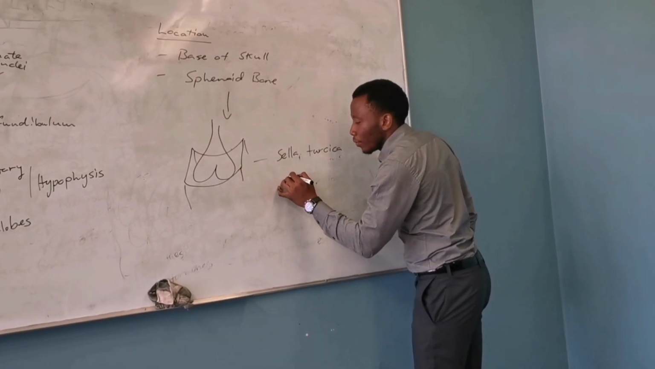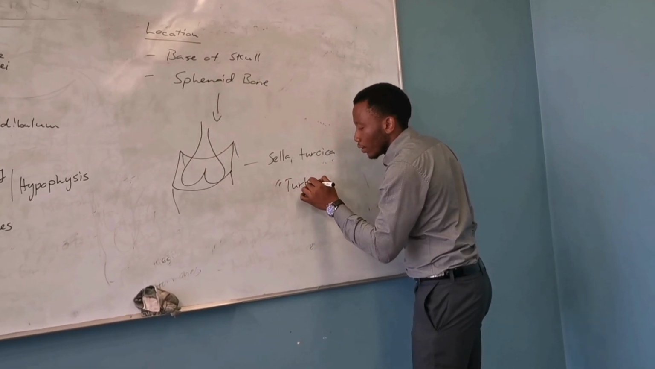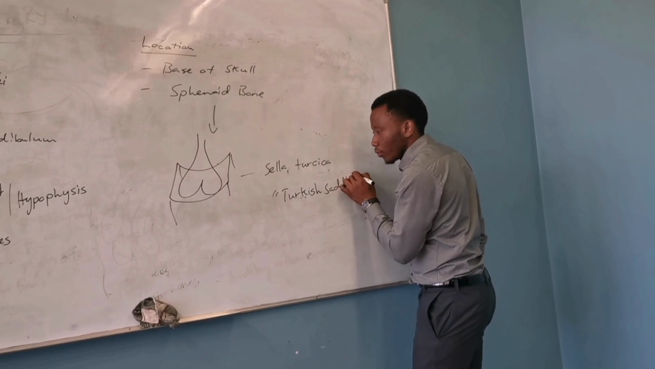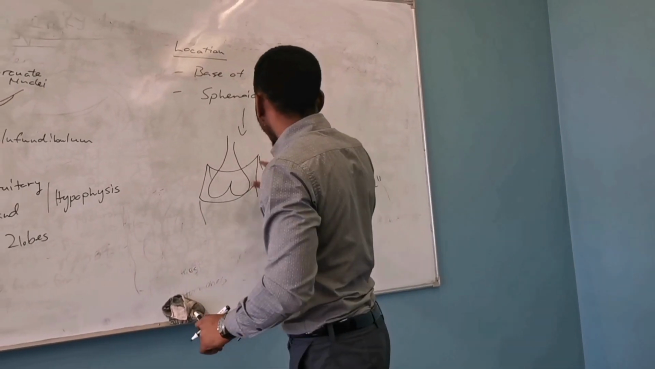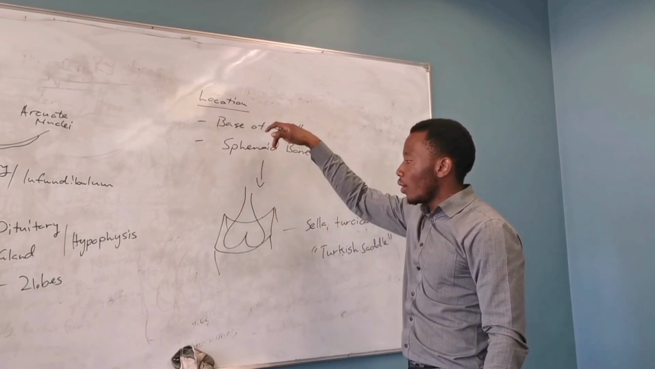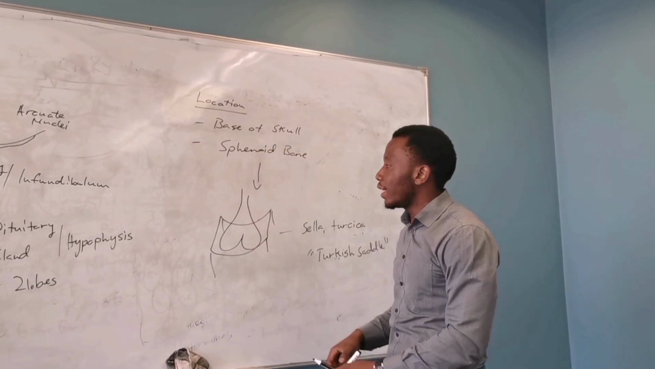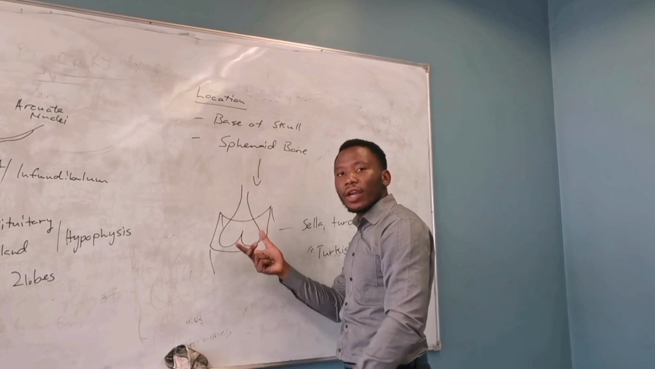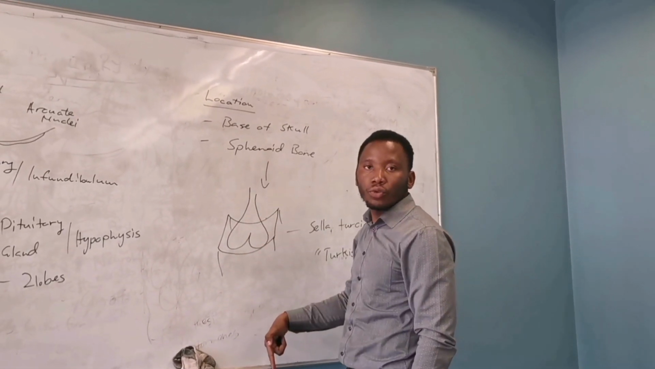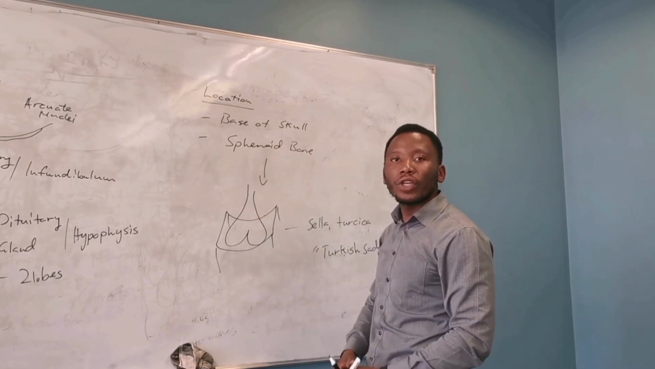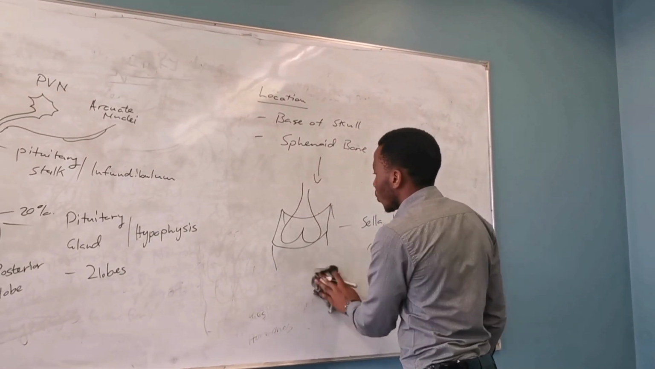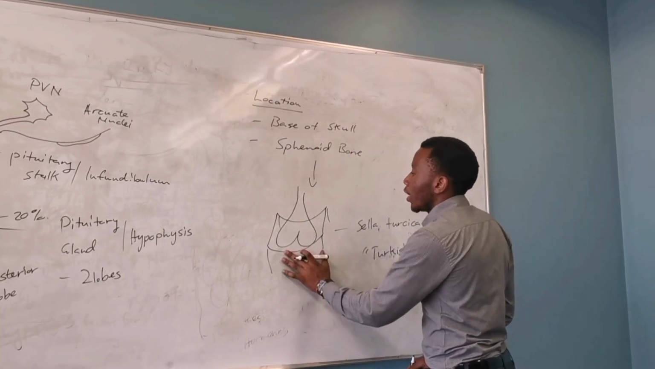Sella turcica, meaning Turkish saddle. Alright, so there we go. Sella turcica, base of brain, sphenoid bone provides the sella turcica where your pituitary gland will sit. So any kind of tumors occurring to the pituitary gland means that it has no room to expand going down. It's only going to expand going up and pushes on the brain, okay? This is a very dangerous thing. That is all on the location of the pituitary gland.